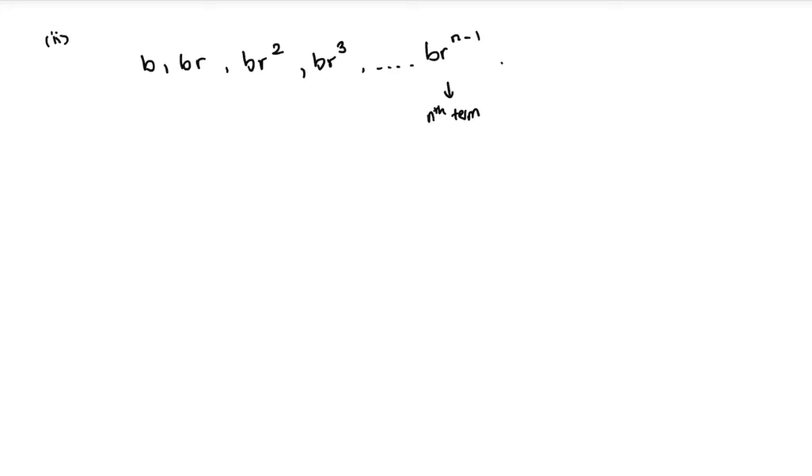So what comes after will be br to the power of n, because it's n minus 1 plus 1. And after that, it's going to be another plus 1, so you're going to have br to the power of n plus 1, and then so on and so forth. So from here, it's very simple.